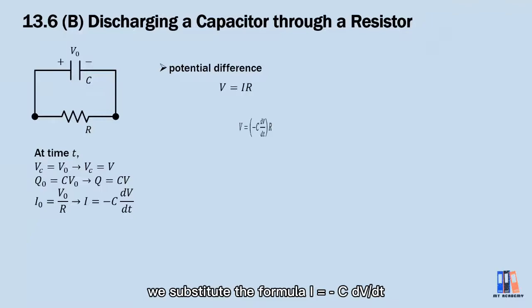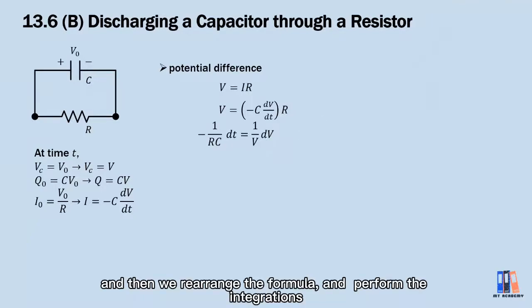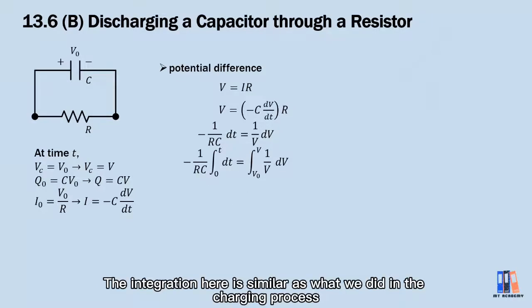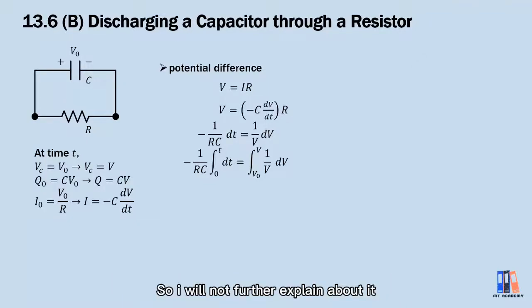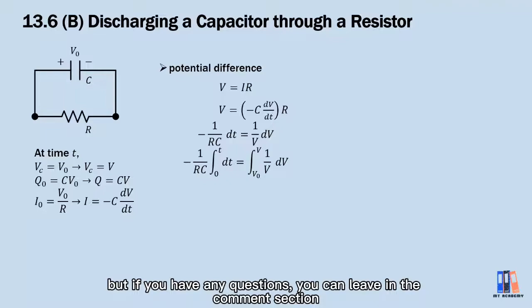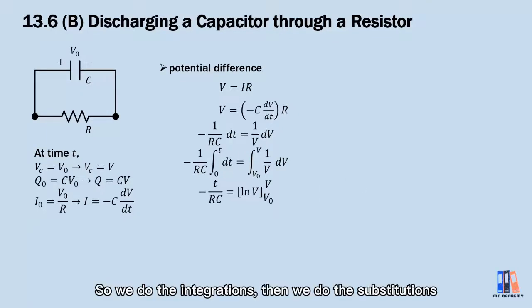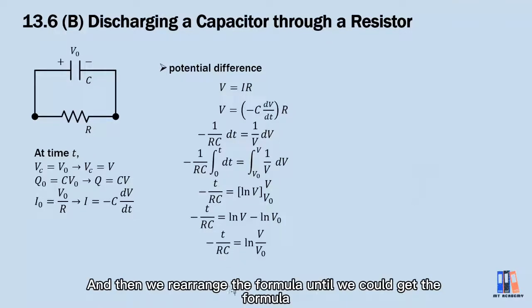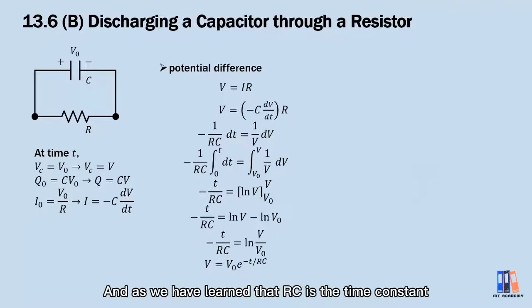First, we substitute the formula of I as negative C dV/dt, and then we rearrange the formula and perform the integration. The integration here is similar to what we did in the charging process, so I will not expand on it further, but if you have any questions, you can leave them in the comment section. We do the integration, the substitutions, and then rearrange the formula until we get V equal to V naught multiplied by e to the power of negative t over RC. And as we have learned, RC is the time constant.